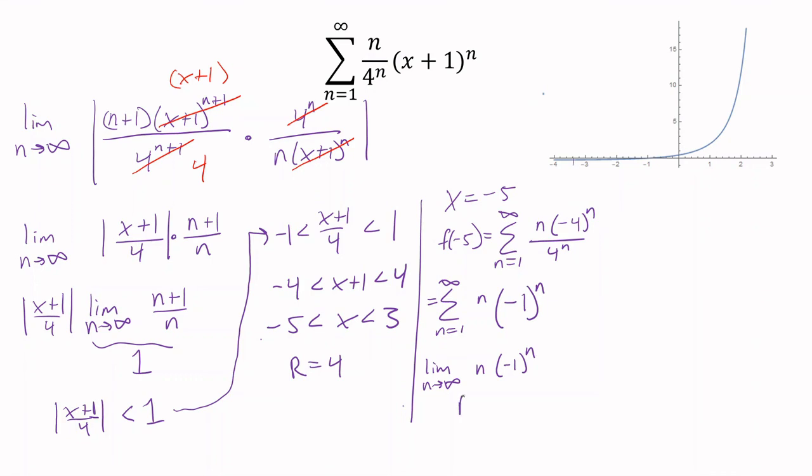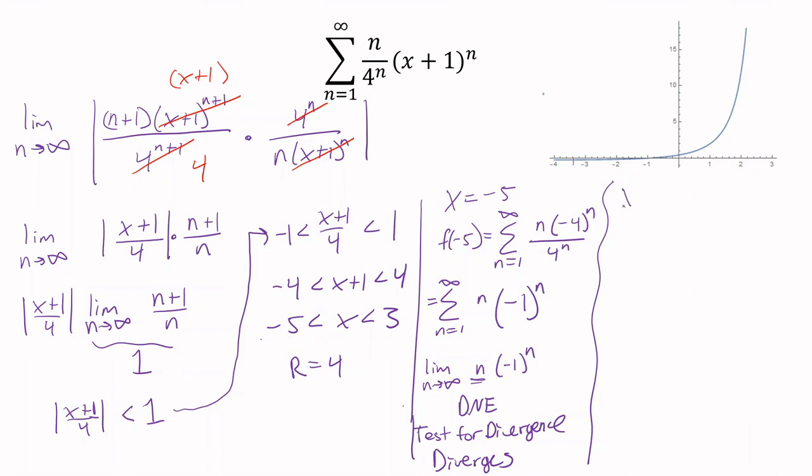And this does not exist. This limit does not exist because as n gets really, really big, so will this n, because it's just n. The -1 will just bounce me up and down, up and down, up and down. So since this limit of the terms does not exist, by the test for divergence, this diverges. So we are not going to include this. So let's try the next one.